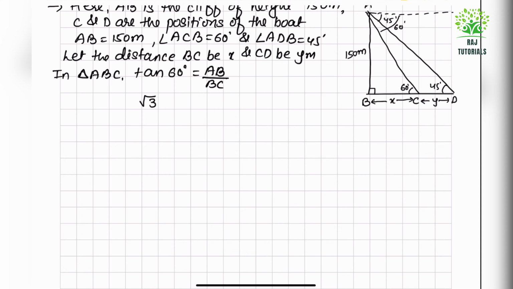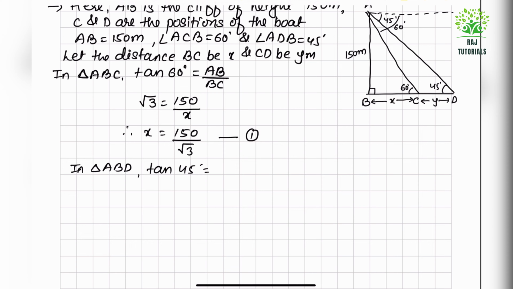In triangle ABC, tan 60 degree equal to AB upon BC. So root 3 equal to 150 upon X. So therefore X equal to 150 upon root 3. Let me say this is first.